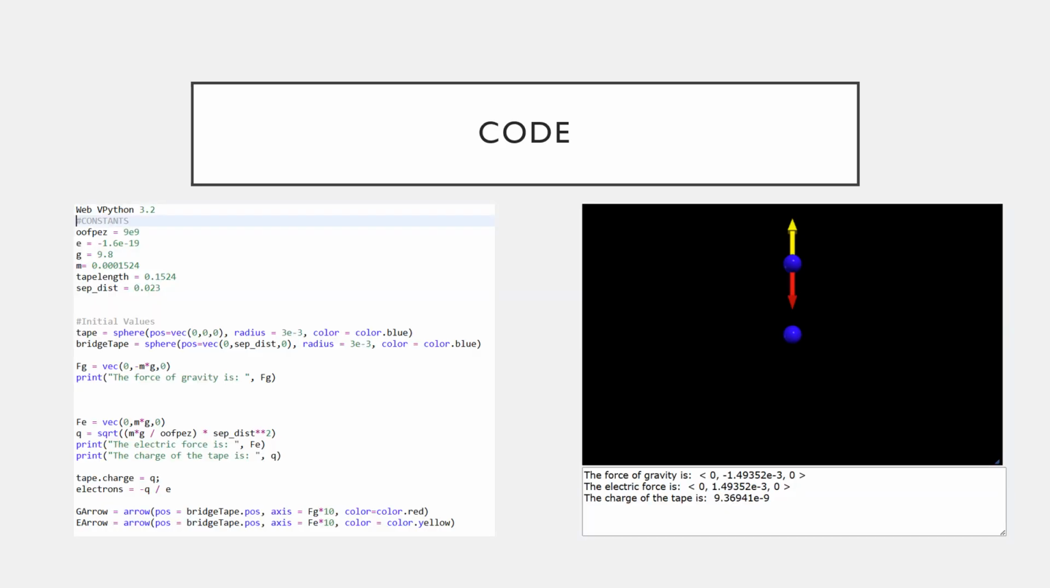After that, I wrote some code to model the experiment. As you see, I have all my constants at the top, with the weight, the charge, the force of gravity, and the distance that we calculated for when it separates. From there, I generated a sphere to represent each piece of tape, calculated the force of gravity, then the electric force, and then made the arrows for each force going up and down, which you can see are the same magnitude.